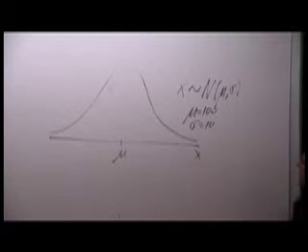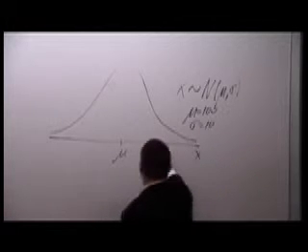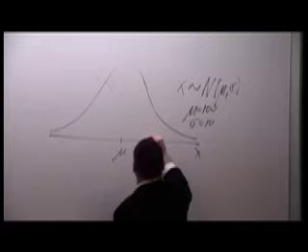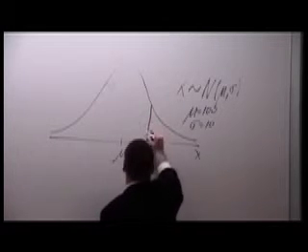Now, let us say that we're interested in the probability that x is less than c. Well, just like with the uniform, we indicate that with area.